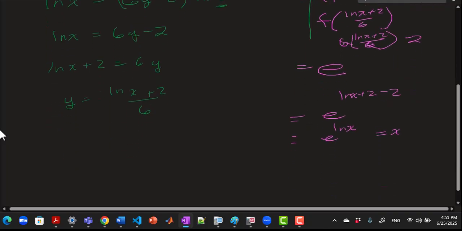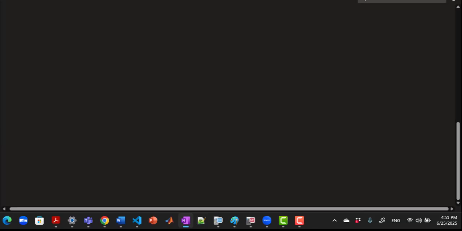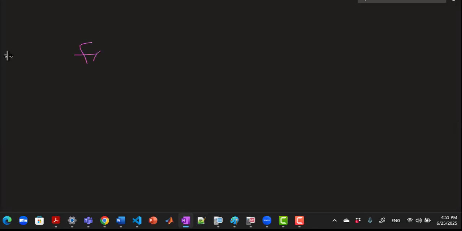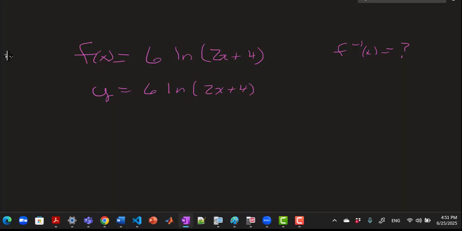Okay, now what if my original function that I want to find the inverse of has a log in it? So let's say f of x equals 6 times the natural log of 2x plus 4. And I want to find f inverse of x. So I start by saying y equals 6 natural log 2x plus 4. Swap the x and the y. X equals 6 natural log 2y plus 4.